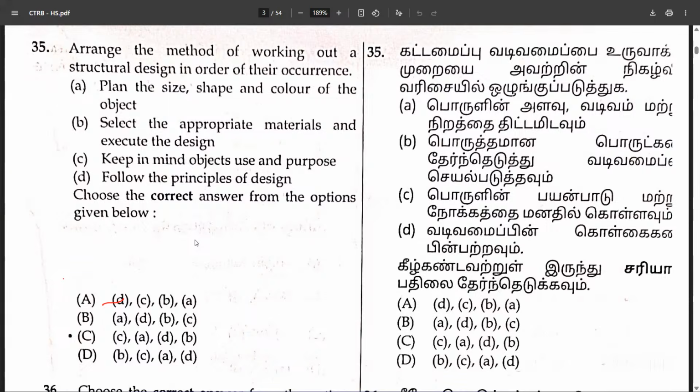So here the correct answer will be C, as the sequence will be, keep in mind the object to use the purpose, then there will be plan the size, shape, colors of the object, then we'll be following the principles of design, the basic principles that we have, and then select the appropriate material and execute your design. So execution will be the last one in planning.